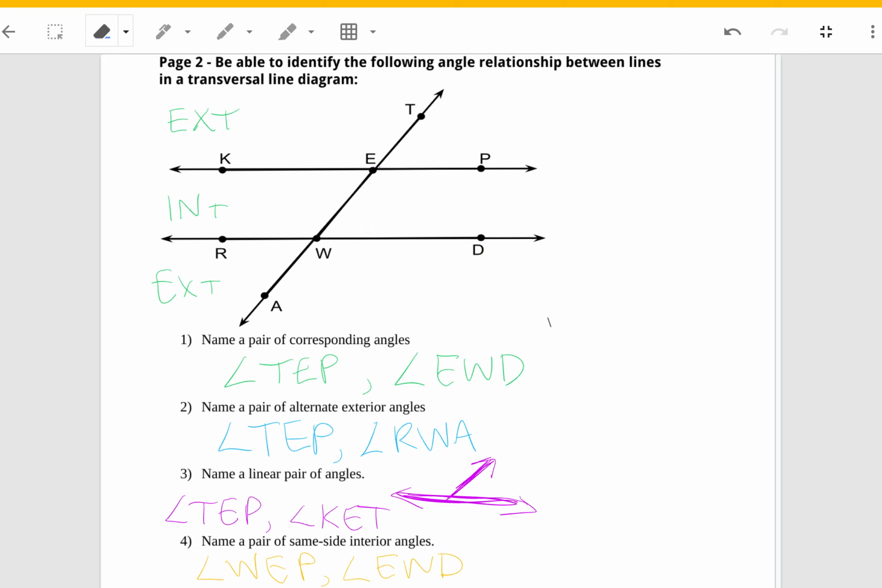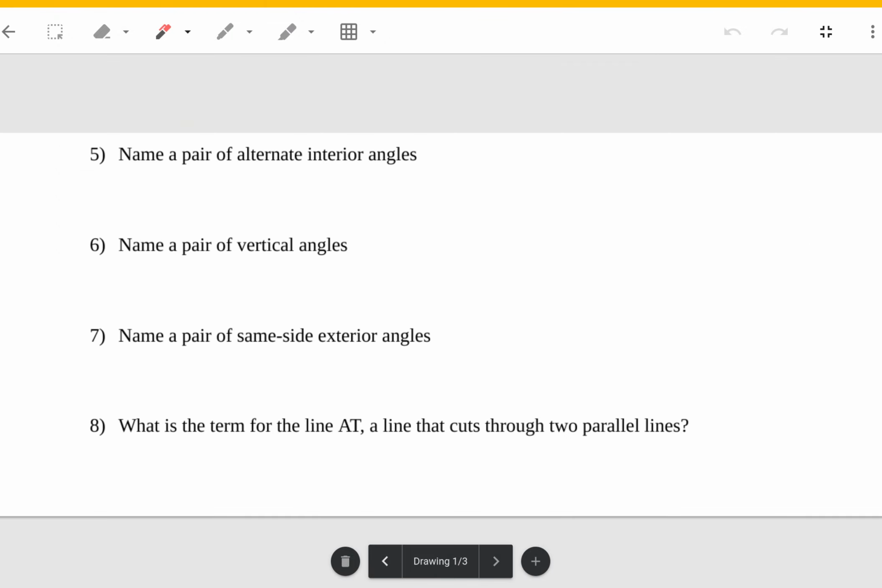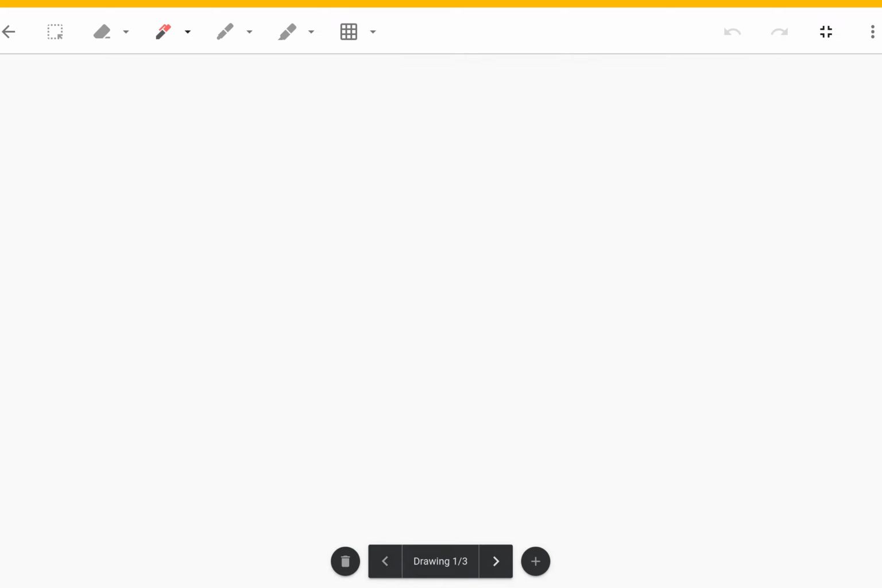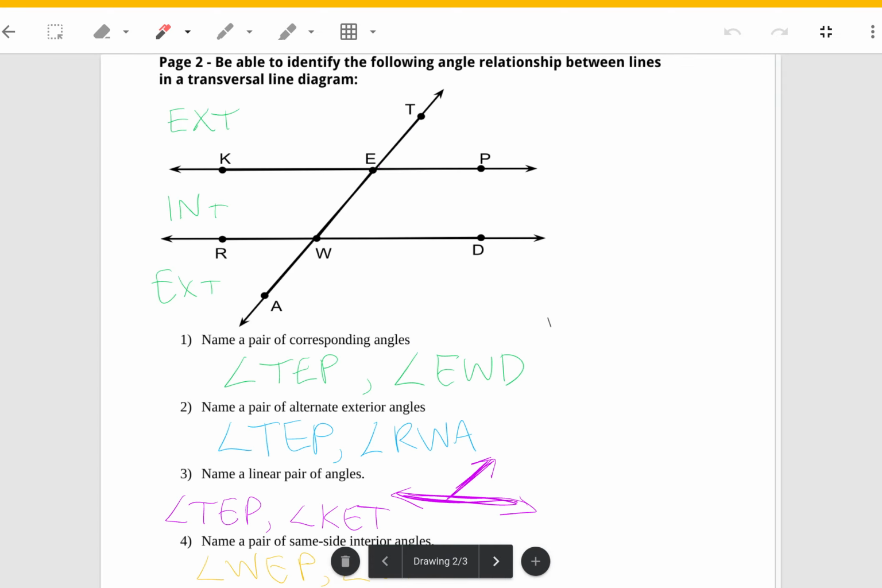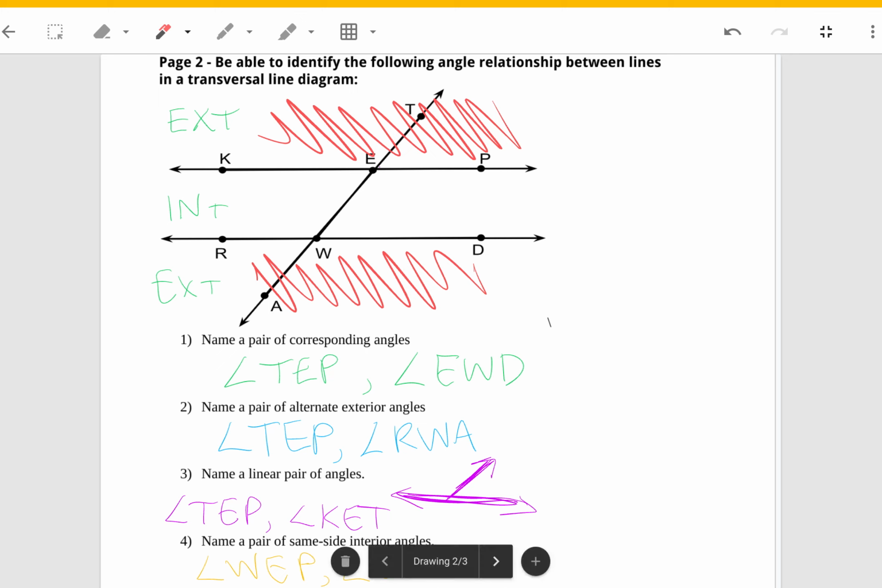All right, let me erase all that. And we're going to flip to the next page, and we'll kind of have to jump back and forth here a little bit. So let me change colors and go to this drawing here, which shows the next question. Alternate interior. So going back over here, we see alternate interior. Again, we are going to get rid of our exterior because we are only looking at the interior angles. And then we want to do alternate this time. So alternate would be like, let's say I chose KEW. I could choose that as my starting angle.